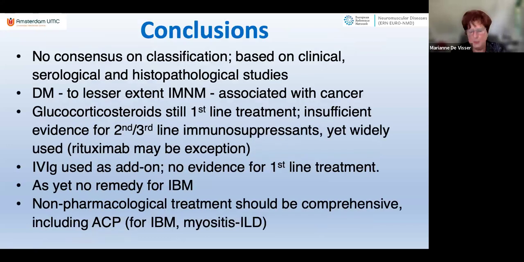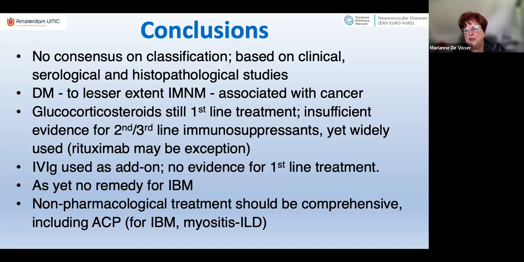And this is my penultimate slide with conclusions. There is no consensus yet on classification, which is based on clinical, serological, and histopathological studies. DM is associated with cancer and to a lesser extent immune-mediated necrotizing myopathy as well. Glucocorticoids are still first-line treatment, but not as sole treatment, and they have severe side effects.